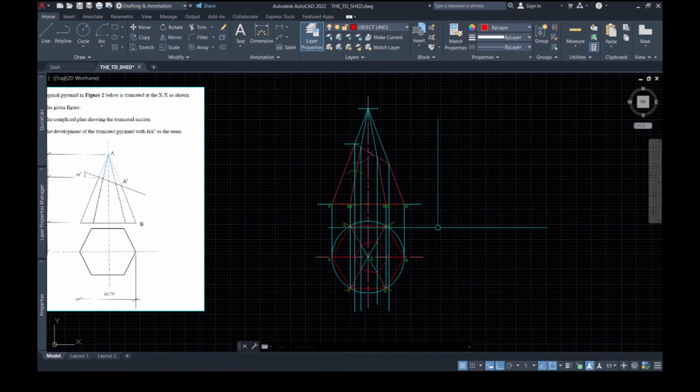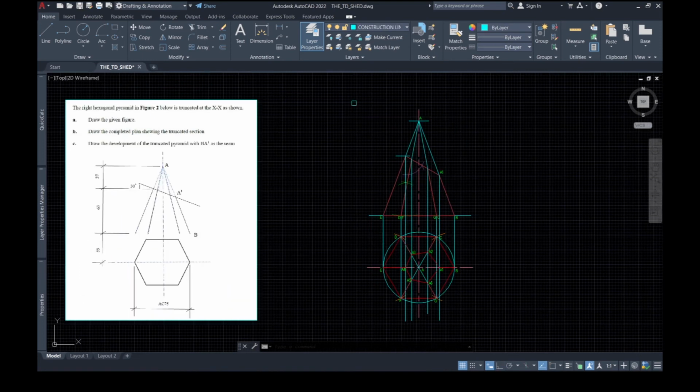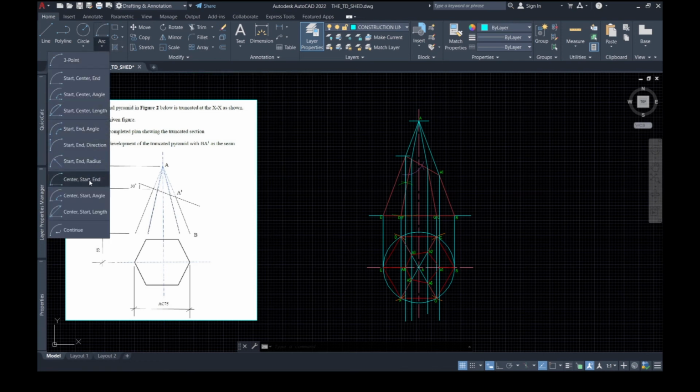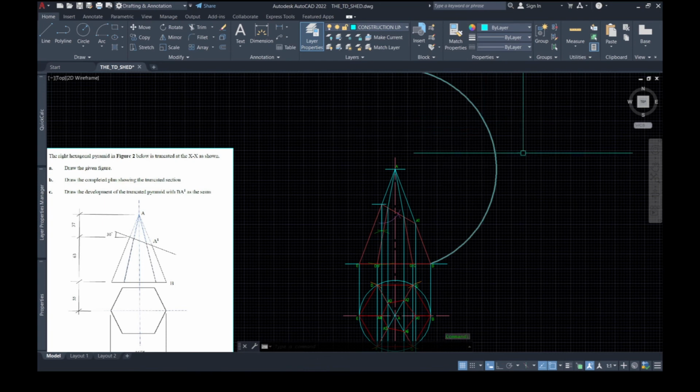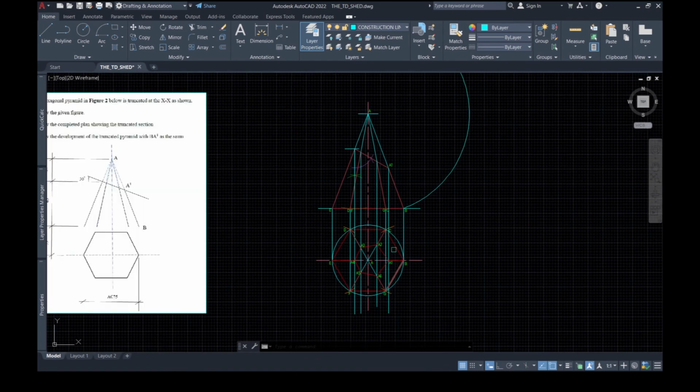Now we have completed our plan and our elevation of the truncated pyramid. So therefore, we will use our arc command to produce an arc, long enough that it is equal to the distance of the circumference of the circle within which the regular hexagon has been inscribed.